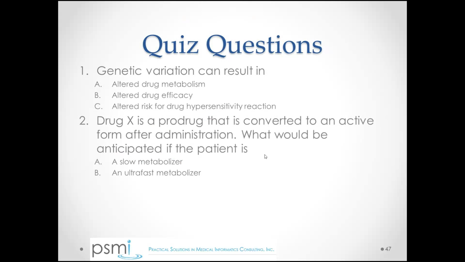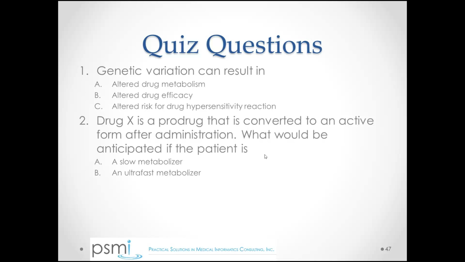Okay, so in gratitude for you guys sticking with me for so long, you get to be the ones to answer the quiz questions. That's just my little way of saying thank you. Okay, so number one, genetic variation can result in A, B, or C, or D, all of the above. D, all of the above.